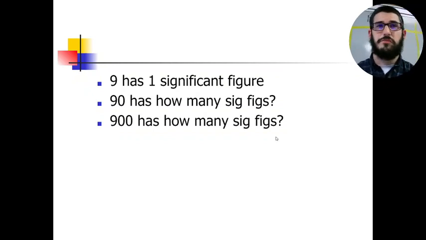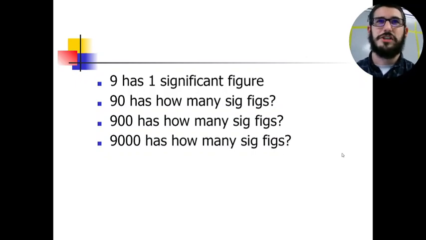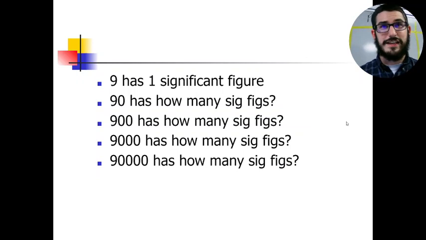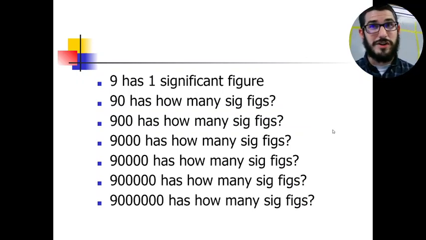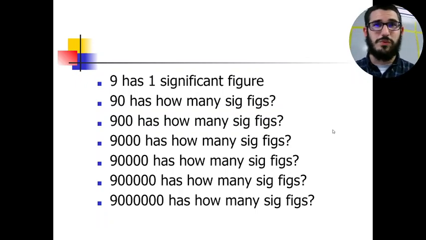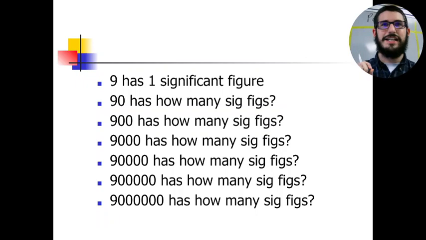900, same thing, has only 1 significant digit. 9,000, only 1 significant digit. 90,000, 900,000, and 9 million all have only 1 significant digit because it has only the non-zero 9, and then everything after it is a 0 with no decimal point.